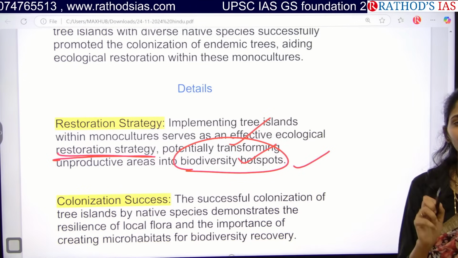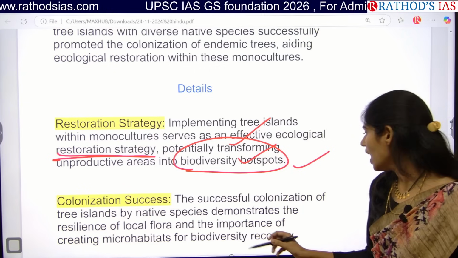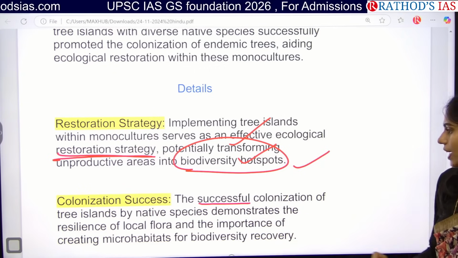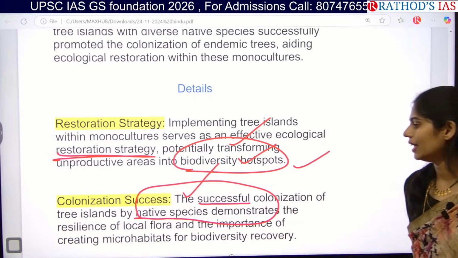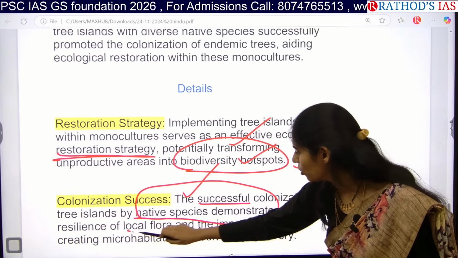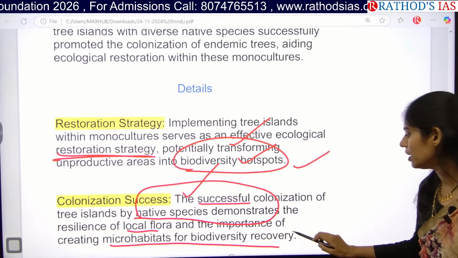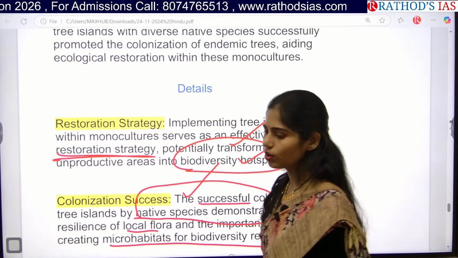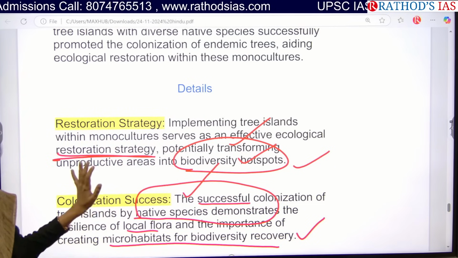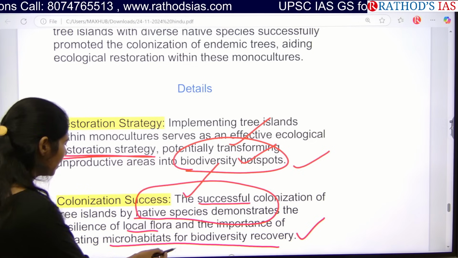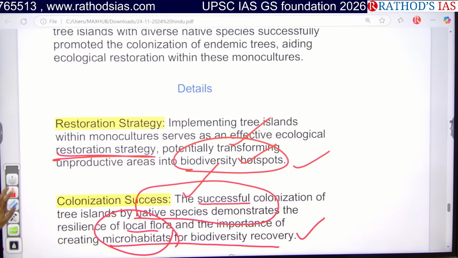So we can create more biodiversity hotspots, especially in these wetlands, when we are creating these tree islands. And this one here is, it will also be very helpful for native species to occupy that habitat, so that we can enhance local flora as well as fauna here. So we can create micro habitats for biodiversity recovery. As you all know, because of climate change, there is a decrease of native species happening. So whenever we are restoring these tree islands, we can create micro habitats for biodiversity recovery, especially for the local flora and fauna.